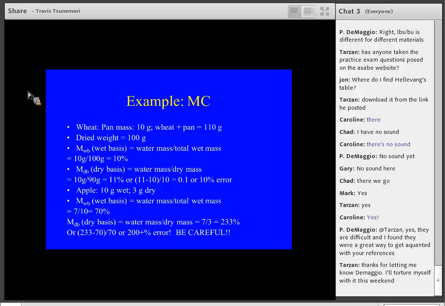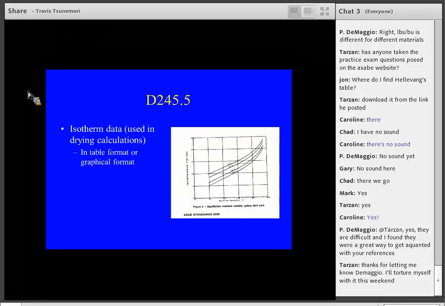You've got to check, is it dry basis or is it wet basis? So just be careful on that. Pretty straightforward, but keep that in mind. Okay, isotherms are ways of looking at this equilibrium moisture content.